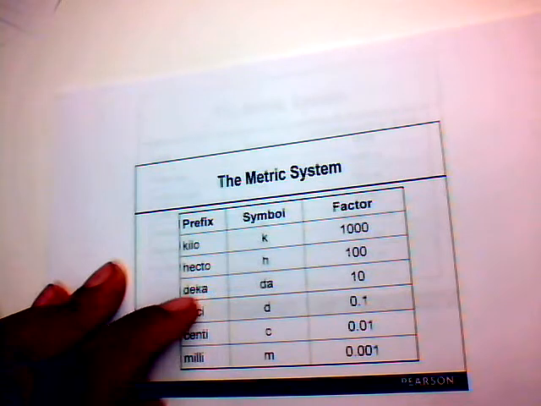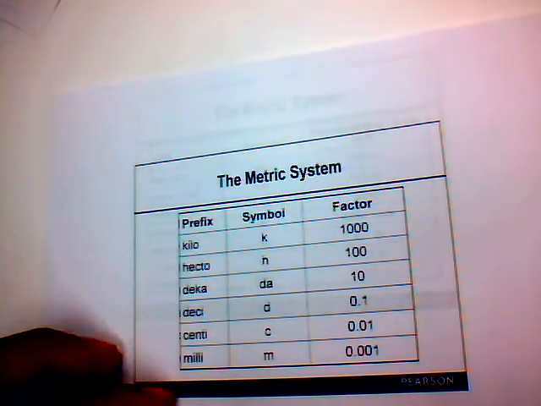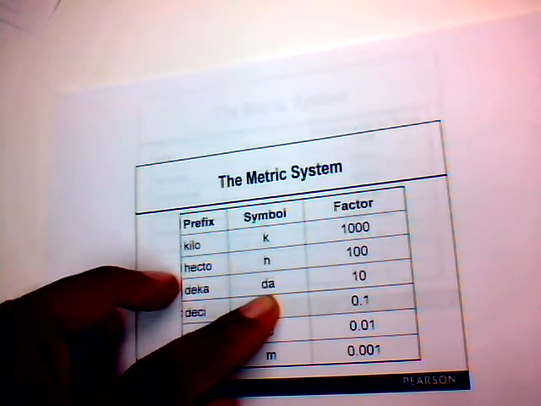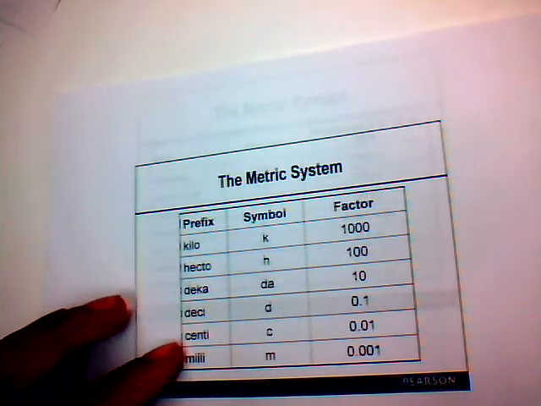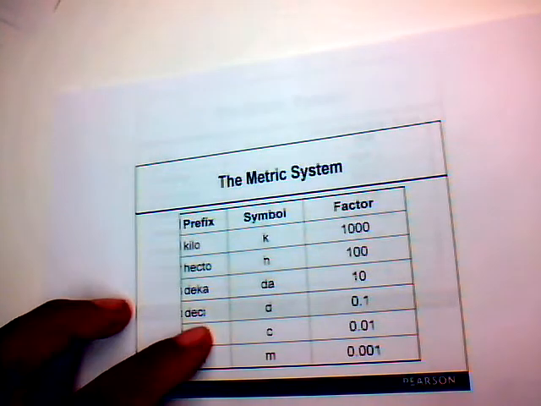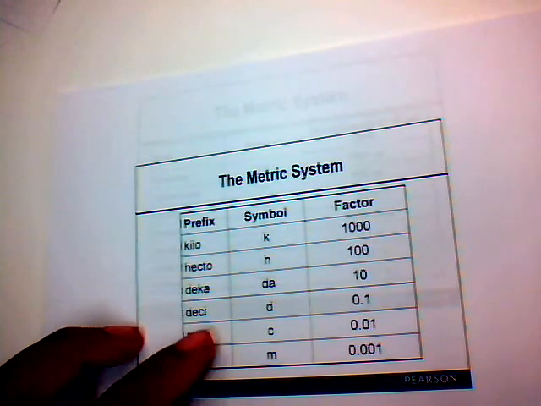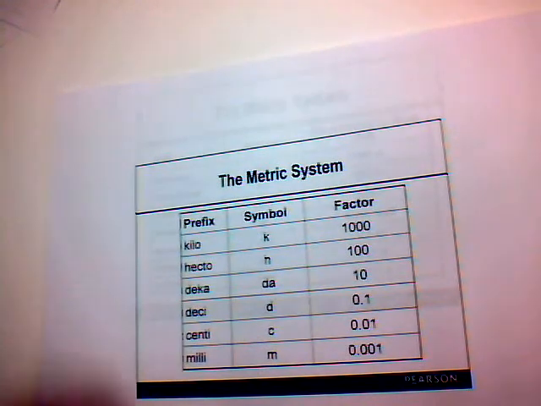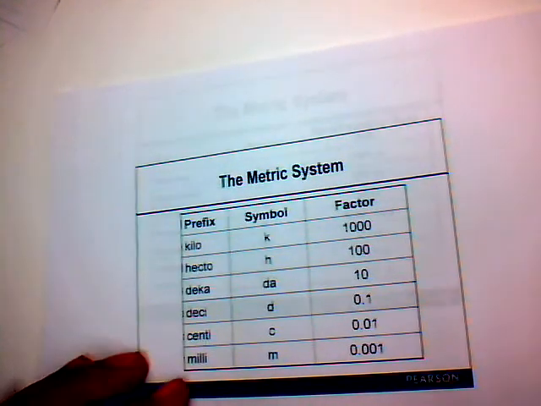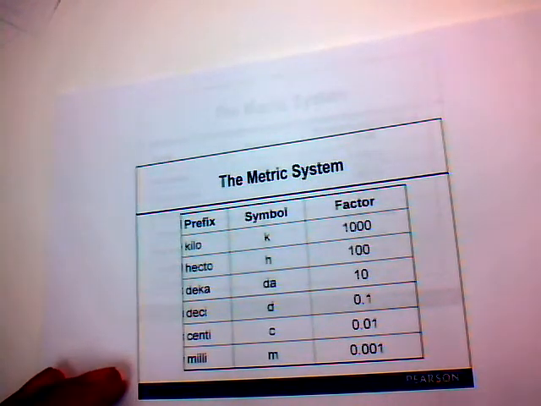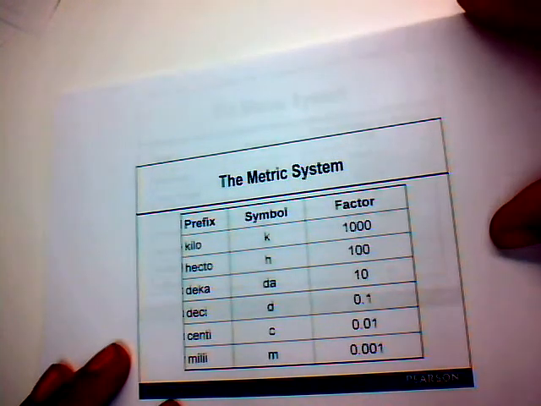Hecto, which is lowercase h, is 100 units. Deca, abbreviated with DA as its symbol, is 10 units. Now deci, which is lowercase d, is 1/10 of a unit of measure. Centi, which is lowercase c, is 1/100th of a unit of measure. And milli, which is lowercase m, is 1/1000th of a unit of measure.